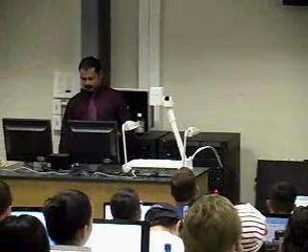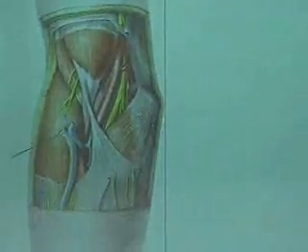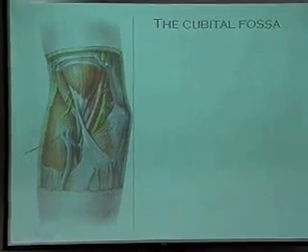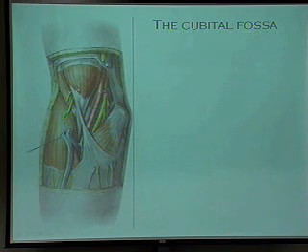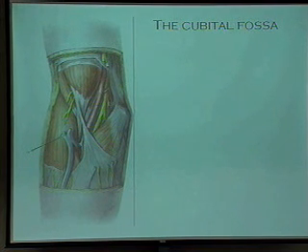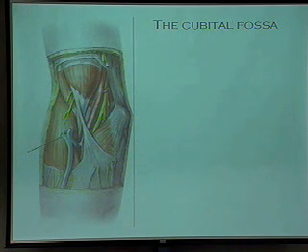Pronator teres syndrome. What is pronator teres syndrome? Let me show this muscle first. You see this muscle here. This muscle is called pronator teres. This is in cubital fossa. This is biceps. What is cubital fossa? This depression that we have here, a triangular depression in front of our elbow, it's called cubital fossa. The muscle that is present medially is called pronator teres.